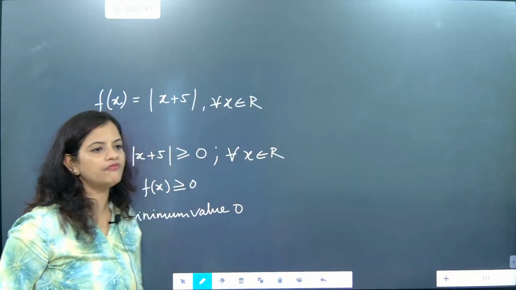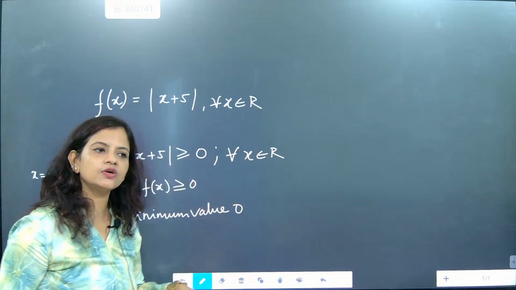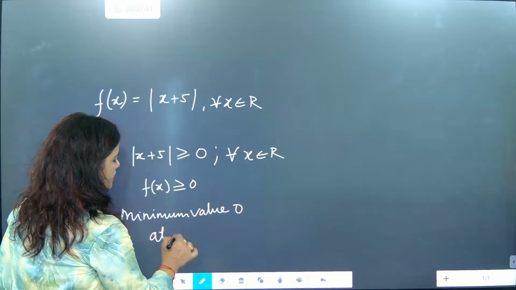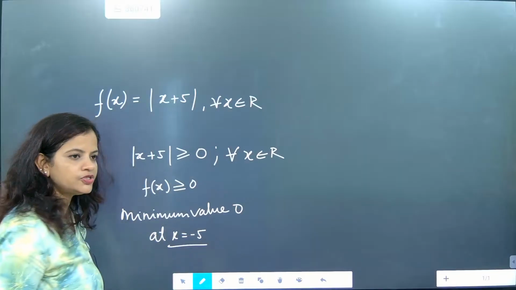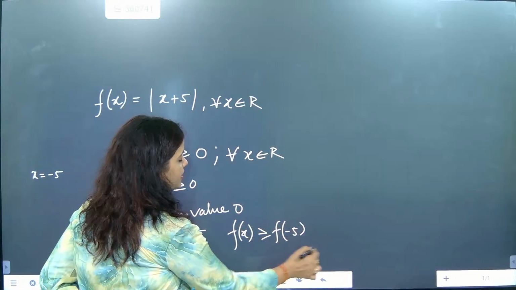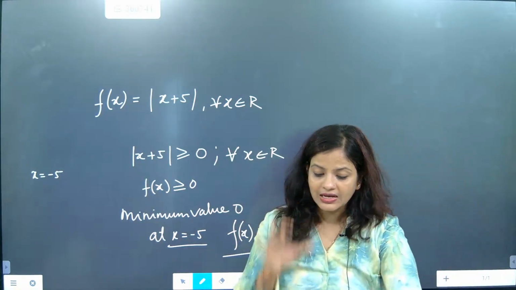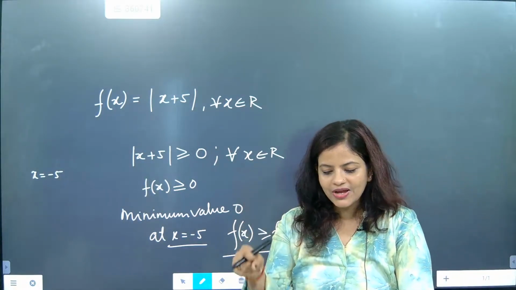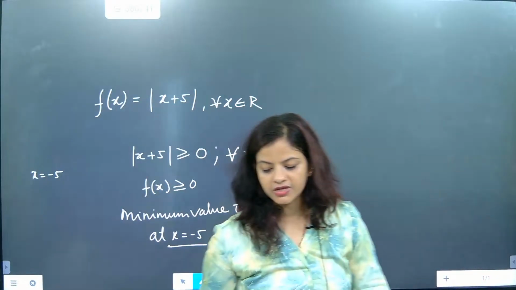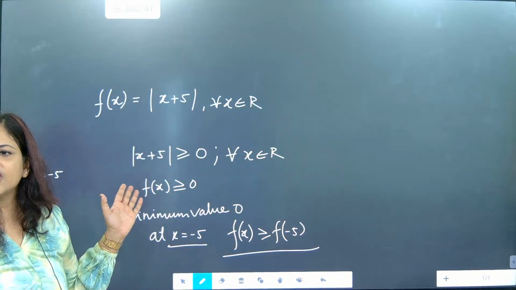And when do you get the minimum value? When x equals minus 5. The moment you put x equal to minus 5, you get the minimum value 0. So at x equal to minus 5, understood? We substitute here: f of x is greater than or equal to f of minus 5. So that means the minimum is done, and that is for the whole domain. If somebody asks you about the domain, just say the domain here is the set of real numbers. For modulus, what is the domain? Set of real numbers. Understood? So don't hesitate, speak and dig out the content.